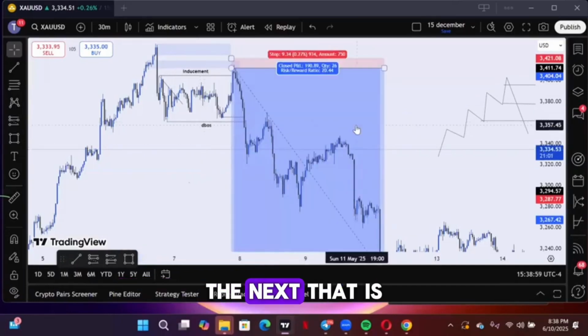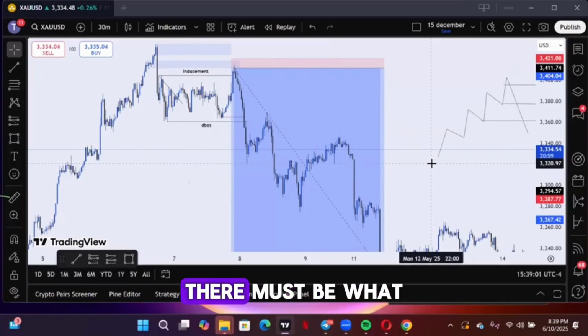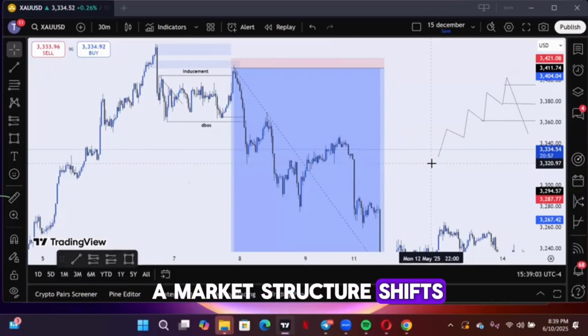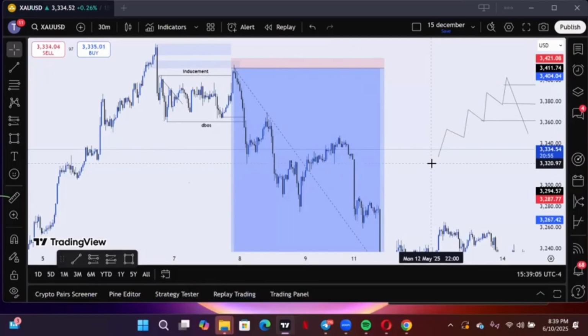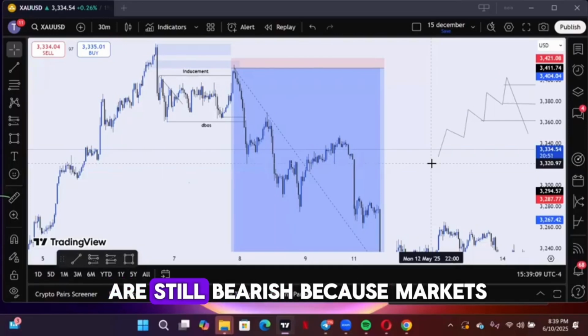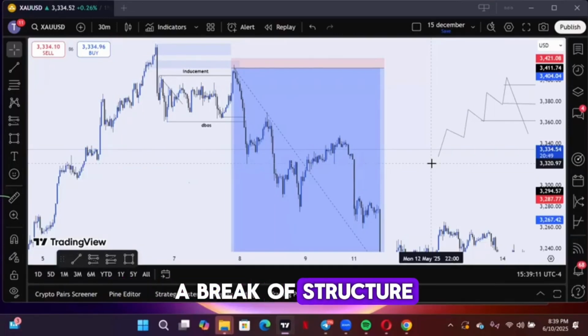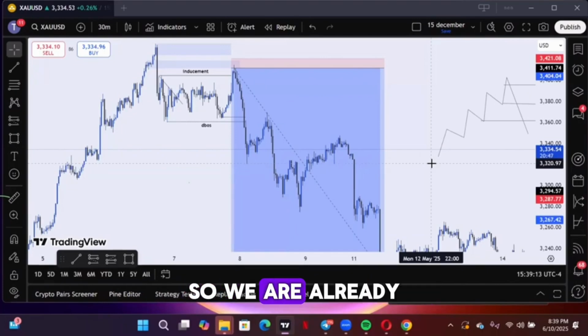After that, that is the first rule. The first rule says there must be what? A market structure shift or a double break of structure. So in this scenario, what we had here was what? A double break of structure to the downside. It means that we're still bearish, because a break of structure is a continuation entry. So we are already bearish. Once we got the double break of structure to the downside, we're still continuing our bearishness.